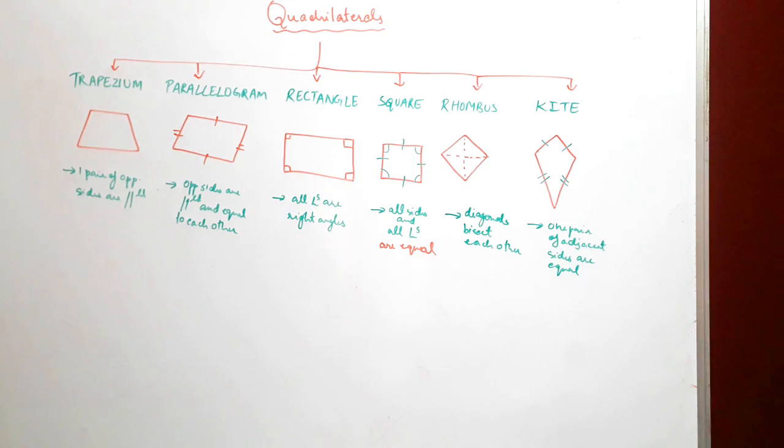So these are your six types of quadrilaterals that are distinguished or classified based on the features or characteristics that they have, that is, based on their sides, angles and diagonals. Now this is all that we have in this video.